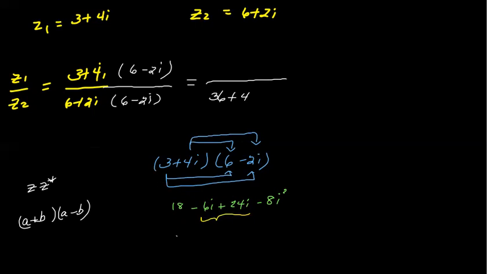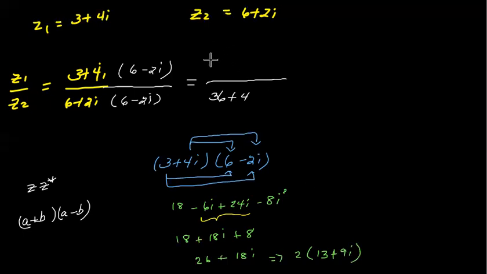So this becomes 18 plus 18i plus 8. How do I get plus 8 again? Because this is minus 8 times minus 1. So 18 and 8 becomes 26 plus 18i, which is the same thing as, I could factor out a 2. So if I factor out a 2, I get 2 and I get 13 plus 9i.